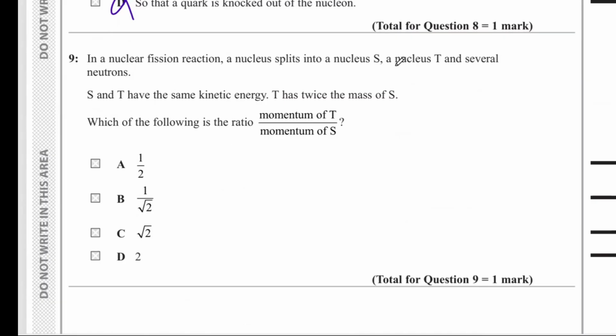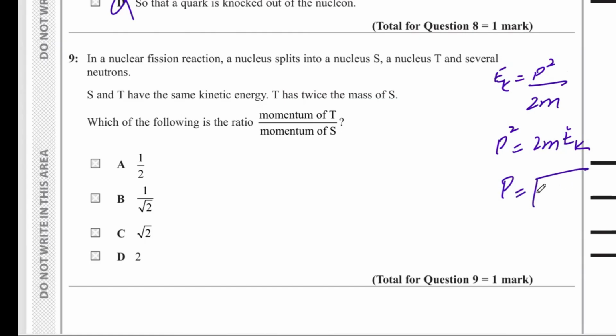So they do have the same kinetic energy. T has twice the mass of S, right? Which of the following is the ratio of momentum of T divided by the momentum of S? If you talk about the formula, the kinetic energy is basically the square of momentum divided by 2m. So the momentum squared would be equal to 2m times the kinetic energy. The momentum of any object should be the square root of 2m Ek, right?